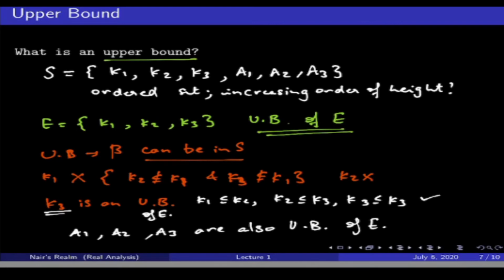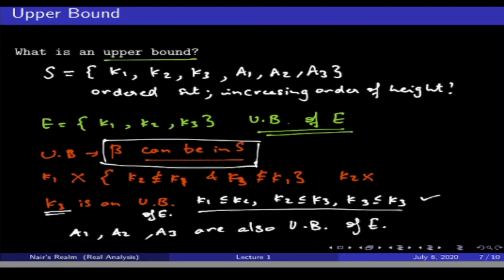The reason is we just saw that an upper bound can be in S. So A1, A2 and A3 are in S and they satisfy this property. K1 is less than or equal to A1, K2 is less than or equal to A1, K3 is less than or equal to A1. So A1, A2 and A3 are also upper bounds of E.